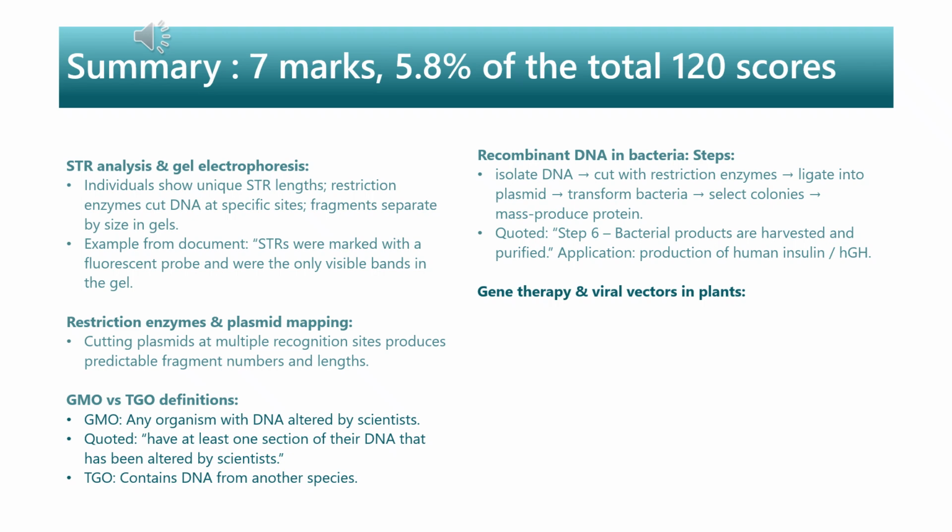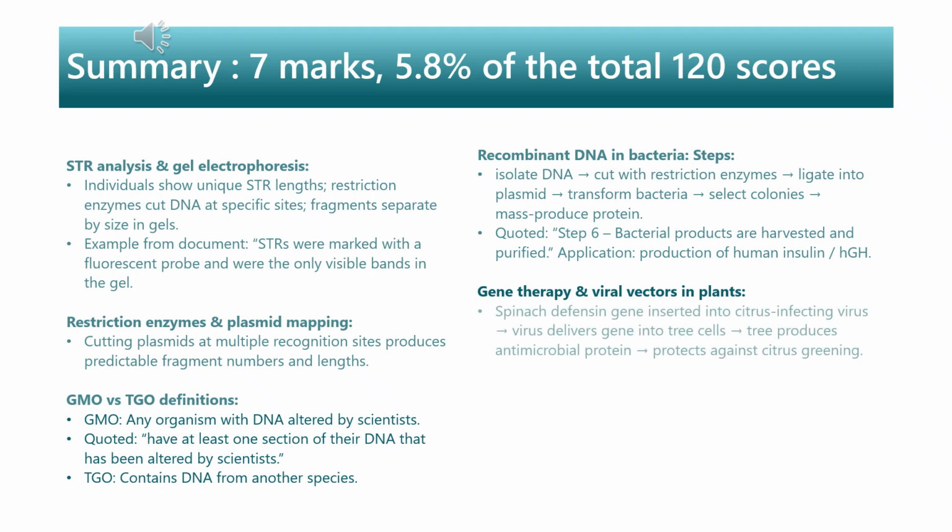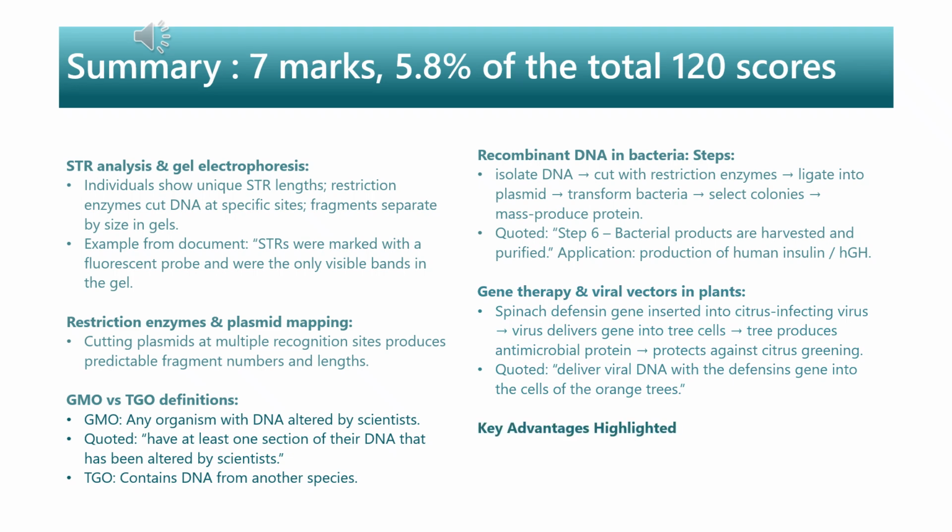Gene therapy and viral vectors in plants. Spinach defensin gene inserted into citrus infecting virus. Virus delivers gene into tree cells. Tree produces antimicrobial protein, protects against citrus greening. Quoted, "deliver viral DNA with the defensins gene into the cells of the orange trees." Key advantages highlighted. Genetic engineering can reduce insecticide use by giving plants internal disease resistance.